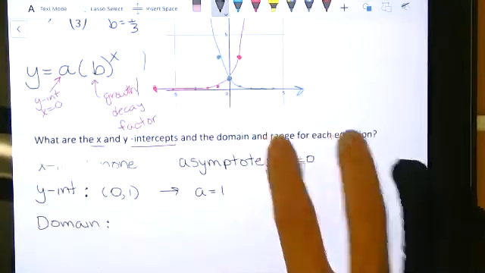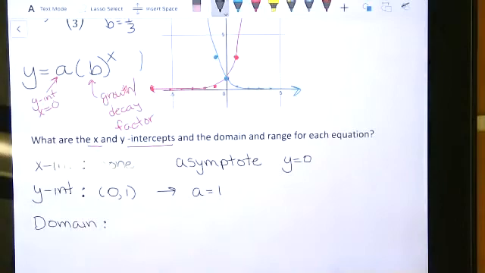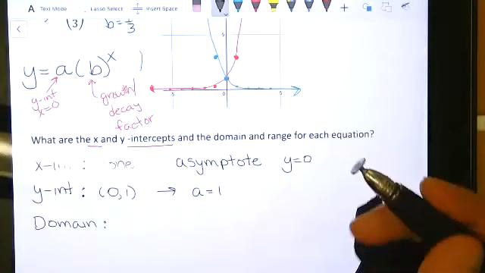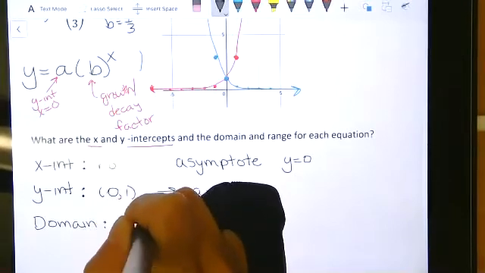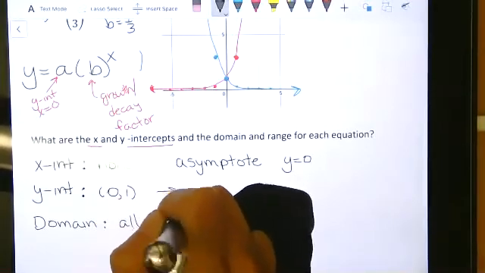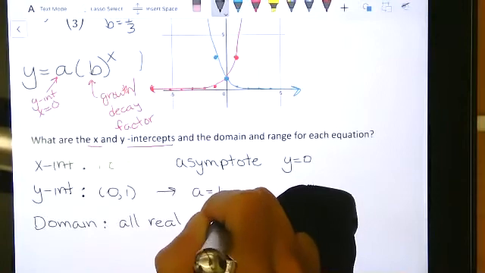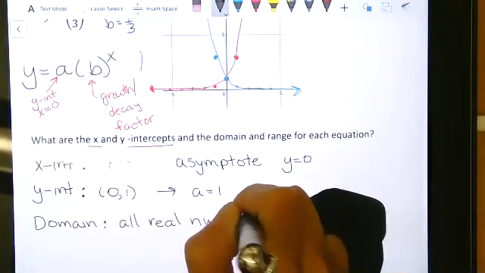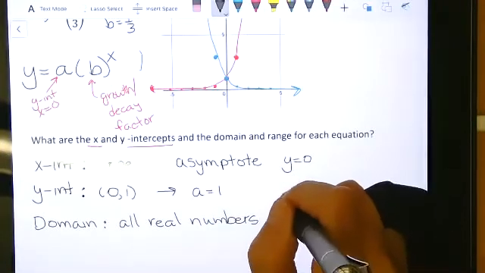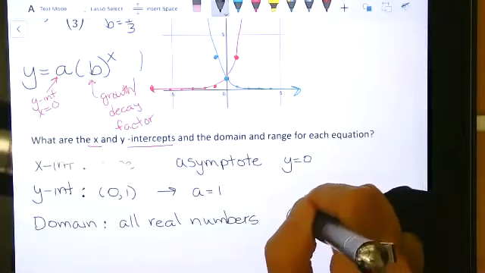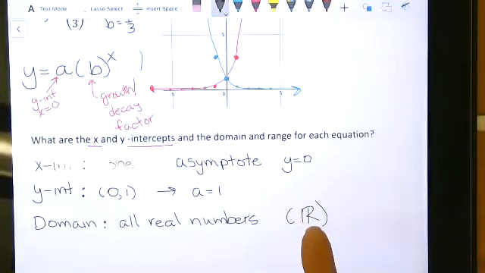Okay. So anyway, that puts our domain as you go forever to the left and forever to the right. That makes our domain, remember we called this back in our functions chapter, all real numbers. If you don't want to write all real numbers, you can say from negative infinity to positive infinity, or you can use the all real numbers symbol, which is that fancy little R with the 2 lines on it.